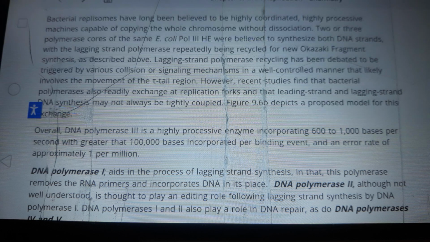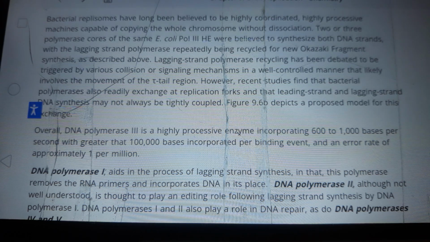Bacterial replisomes have long been believed to be highly coordinated, highly processive machines capable of copying the whole chromosome without dissociation. Two or three polymerase cores of the same E. coli Pol III were believed to synthesize both DNA strands, with the lagging strand polymerase repeatedly being cycled for new Okazaki fragment synthesis, as described above. The lagging strand polymerase recycling has been debated to be triggered by various collision or signaling mechanisms in a well-controlled manner that likely involves the movement of the tau tail region.